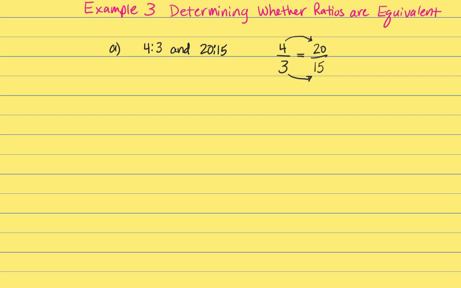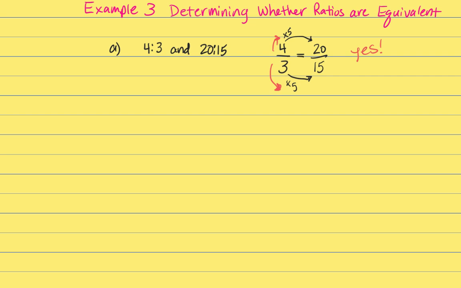What times 4 equals 20? Well, it's times 5. I have to do the same thing. If I'm going to do it up here, I have to do the same thing down here. So we have to check it. 4 times 5 equals 20. 3 times 5 equals 15. So the answer would be yes, because they equal each other.